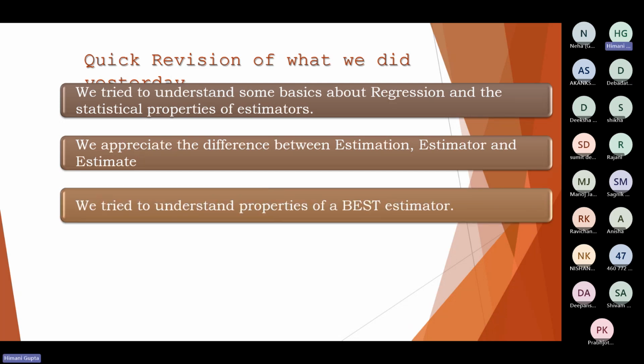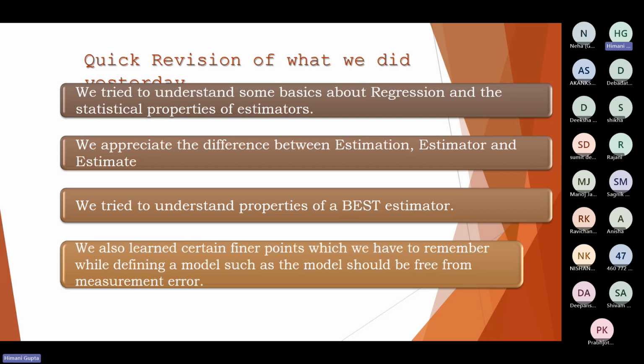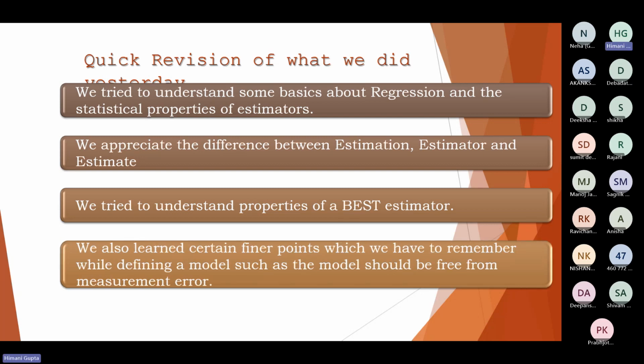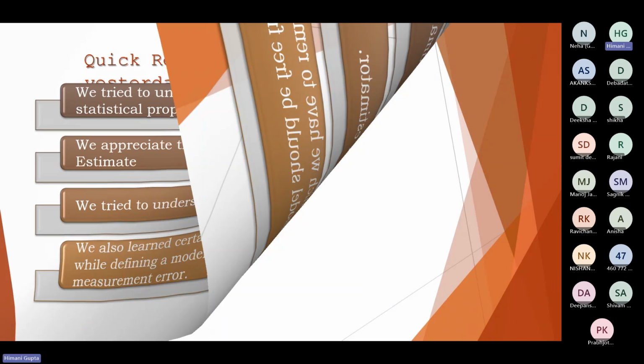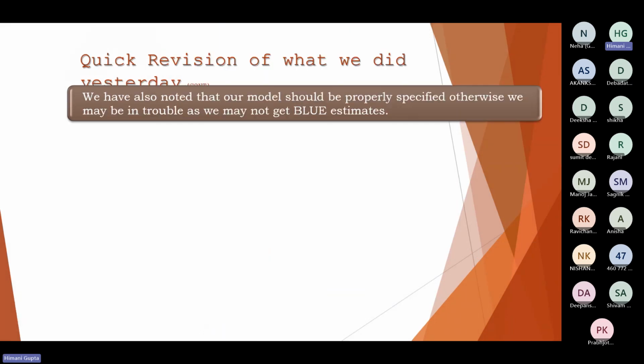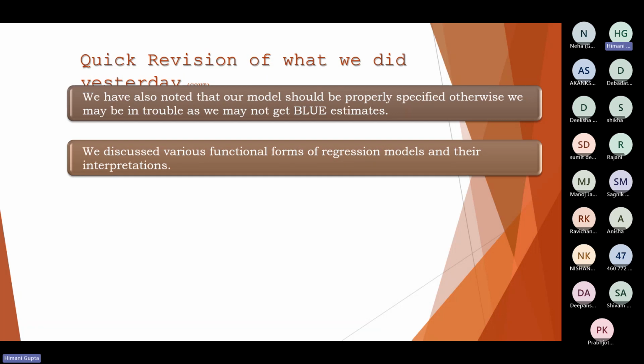We tried to learn the properties of the best estimator, that means what BLUE is. We have learned everything about that. We also learned certain finer points to remember while defining the model, such as there should not be any measurement error, and you should not take any variable which is not related to your model. We also discussed that our model should be BLUE, that means the best linear unbiased estimator. And we discussed the various forms of regression model.